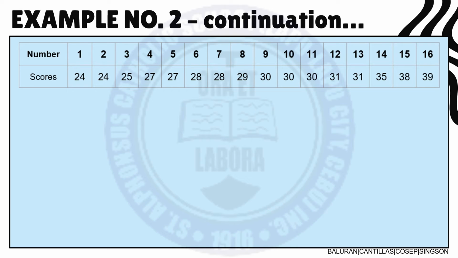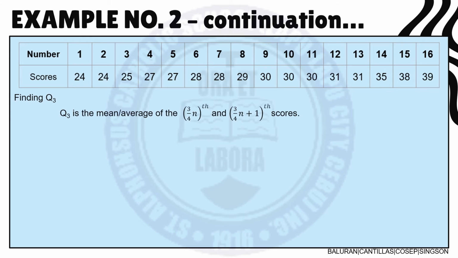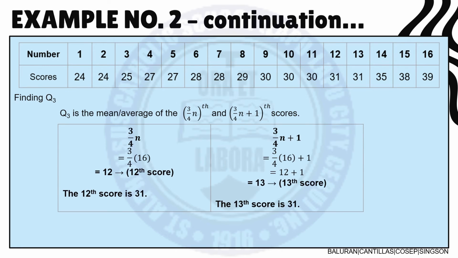Lastly, we will now find the third quartile. So it is the average of the two given formulas, 3/4 times n and 3/4 times n plus 1. So 3/4 of 16 is 12. So locate the 12th score of this given data, and that is 31.